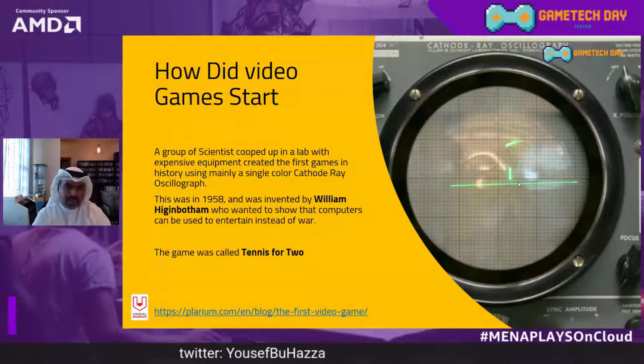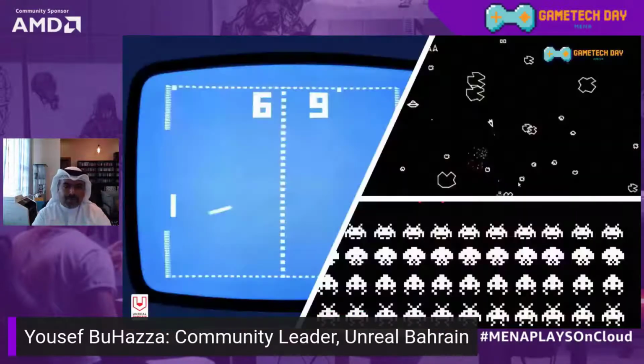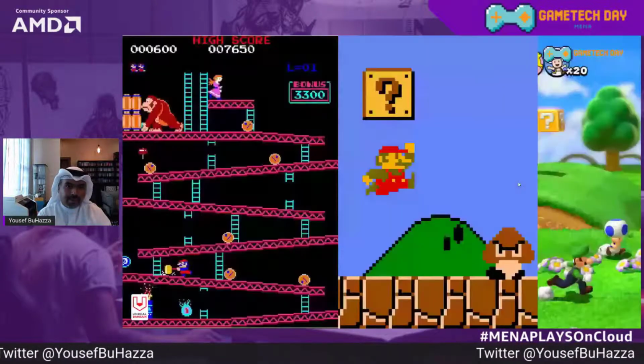So he took the first game, called Tennis for Two, and it was just a game designed over a cathode ray oscillograph, basically a game like ping pong. Then it just evolved. Atari came in. Arcades began to become popular. Games started utilizing whatever technology they could get, and just evolved.